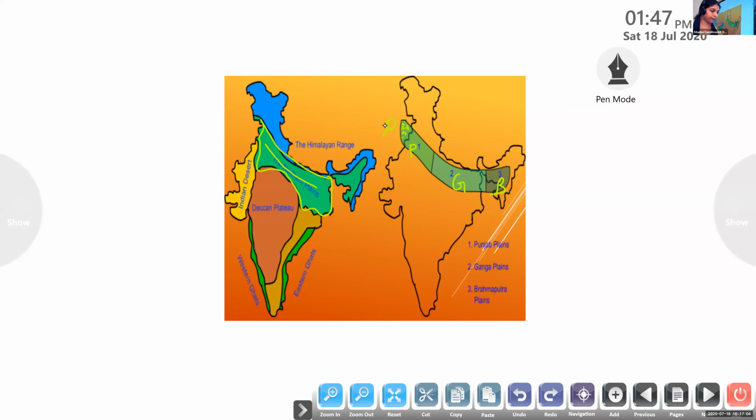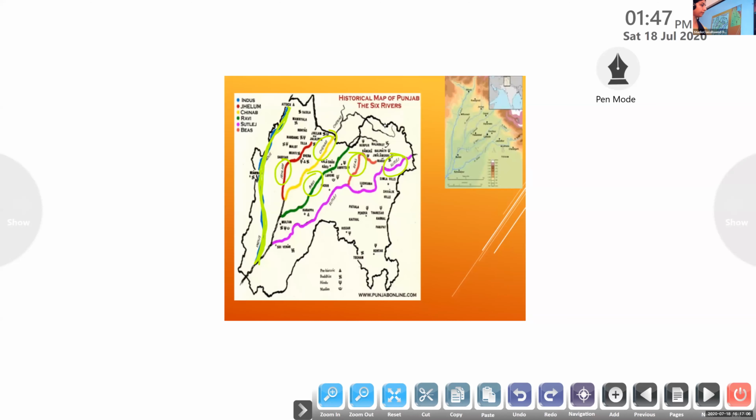The major part of the Punjab plain lies in Pakistan. Here we have the Punjab plain, in the Punjab state. The Punjab plain is formed by the river Indus and its tributaries. This blue line is the river Indus.